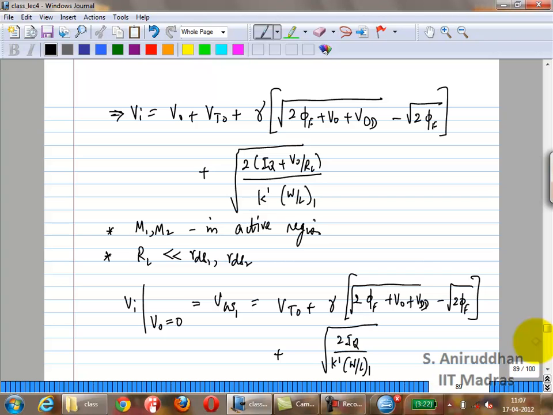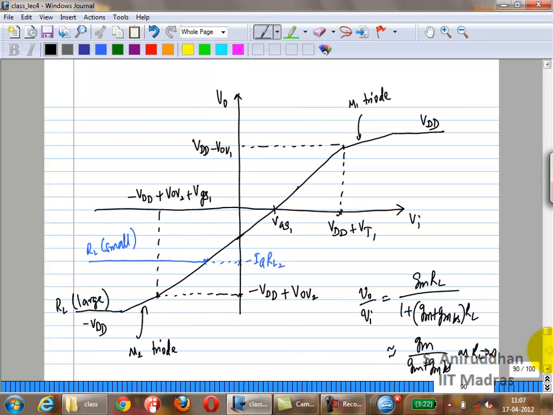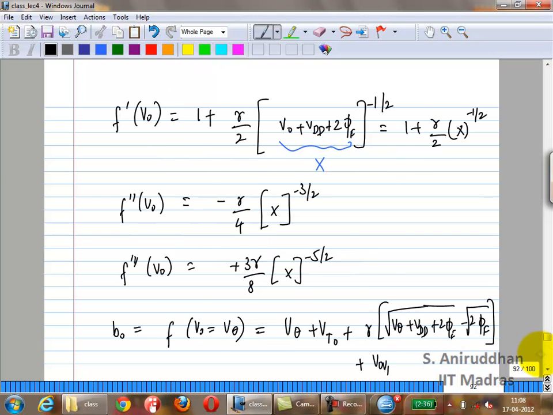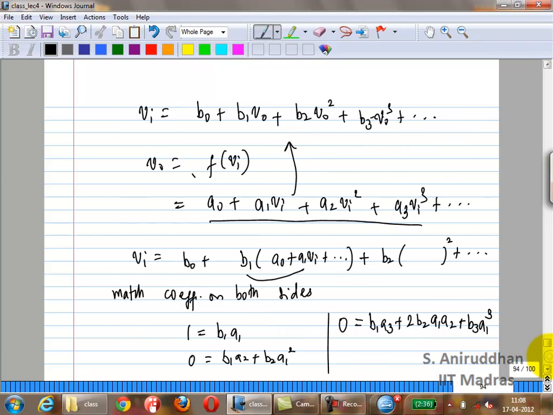In this particular case, the distortion was due to the body effect, and the threshold voltage changes, therefore your gain will change and you will see a distortion. And we calculated the distortion due to the body effect in terms of the Taylor series, right? Okay.